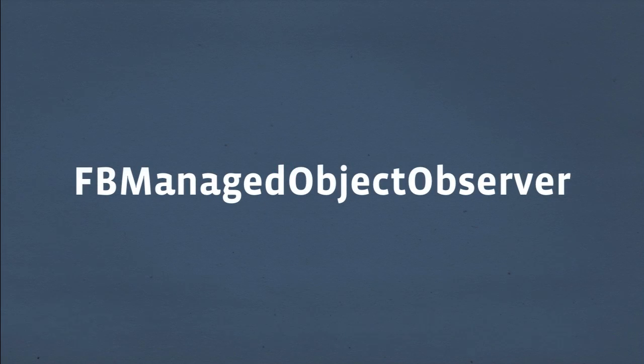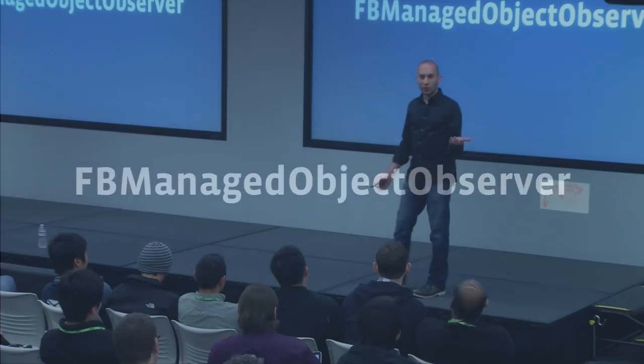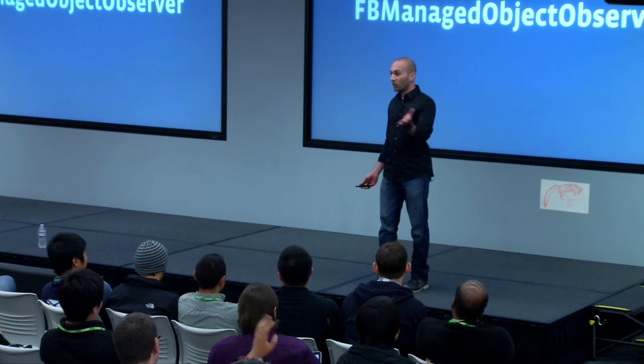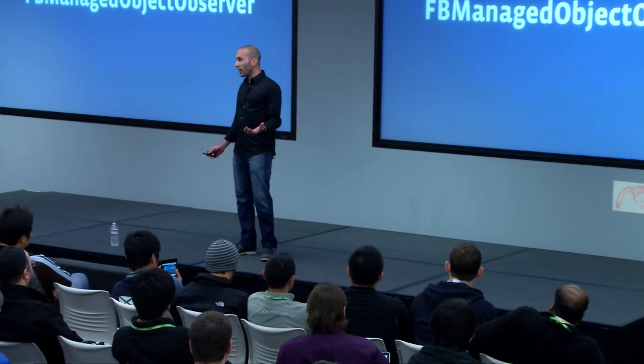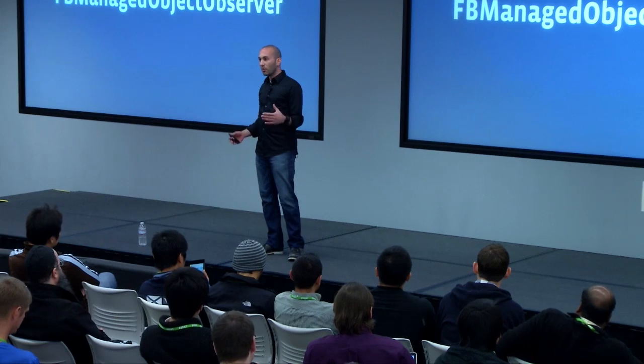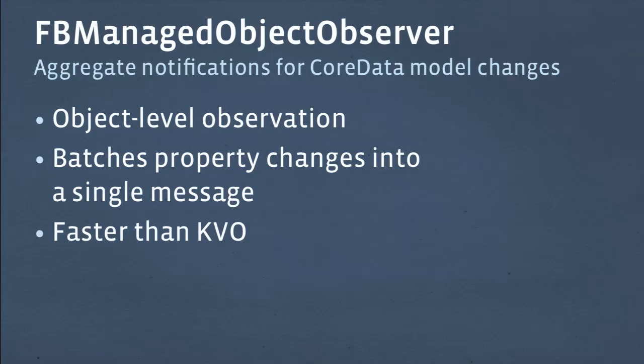All right, the next tool I think is really interesting, and again, we rely very heavily on core data, which is something that we call FB Managed Object Observer. Any users of KVO? Yeah, I use KVO a lot. I love KVO. One of the problems with KVO is that every time a property changes, you get a message, which is great, handy. But if you have an object that changes significantly and has several different properties that change, you're going to get as many messages as you have property changes.